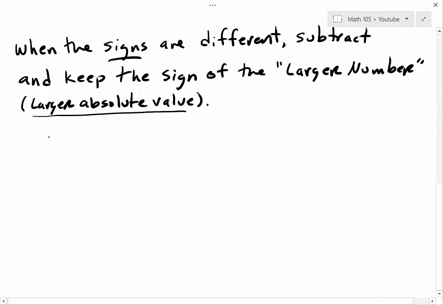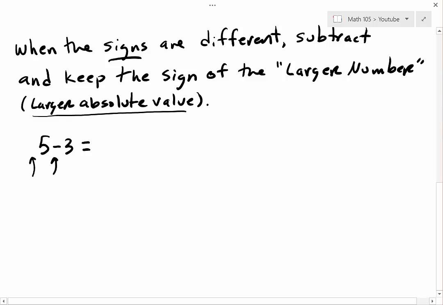So for example, 5 take away 3 equals. Well, here you'll note that this is a positive 5, but usually we don't show it. So the signs are different. If the signs are different, we subtract.